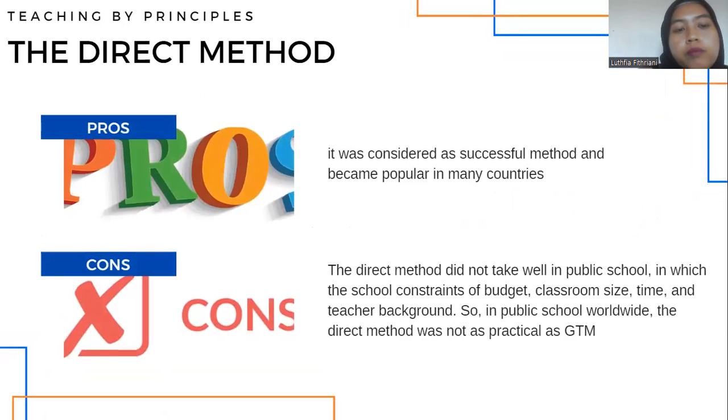The same as the previous method, the direct method also aroused some pros and cons. On the pro side, the direct method was considered a successful method and became popular in many countries. However, the direct method did not go well in public schools, in which there were constraints of budget, classroom size, time, and teacher background. So in public schools worldwide, the direct method was not as practical as grammar translation method.